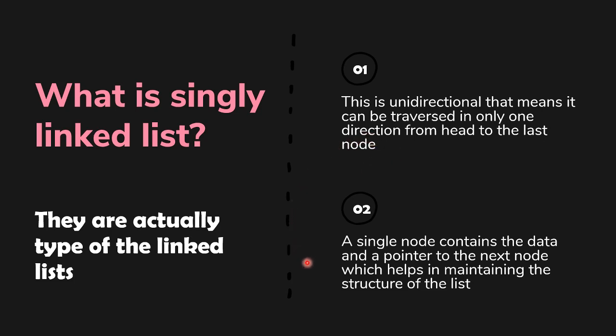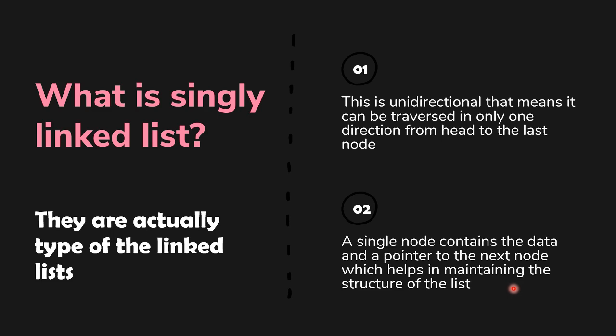Now let's come to the next characteristic. As you can see, a singly linked list consists of nodes, and each single node contains the data and a pointer. That means each single node is divided into two parts. The first part contains the data and the next part contains the pointer to the next node, or the address of the next node. That means it helps in maintaining the structure of the list. So these are the two basic characteristics of the singly linked list that are necessary to know to characterize a linked list as a singly linked list.